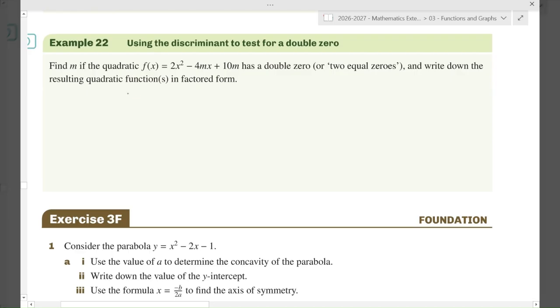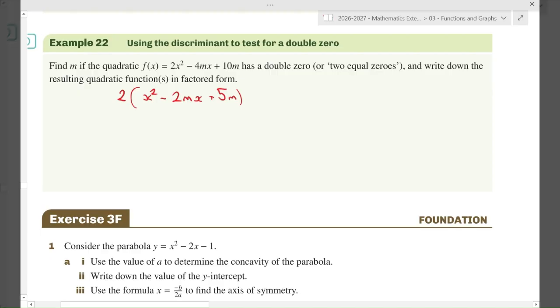Do we have a common factor? Yep, cool. So we can pull it out. You don't have to, but you can. So let's go. We'll pull 2 out, and you've got x squared minus 2mx plus 5m. Everyone happy with that?